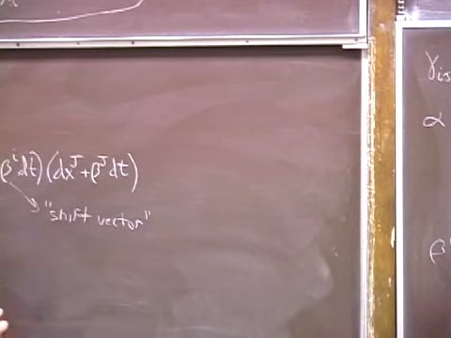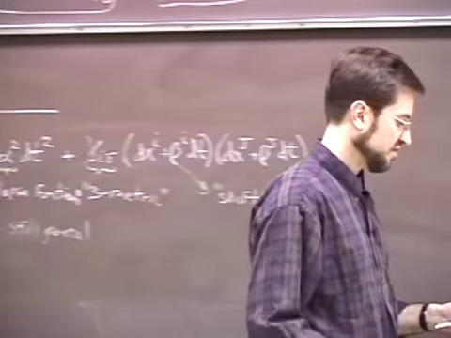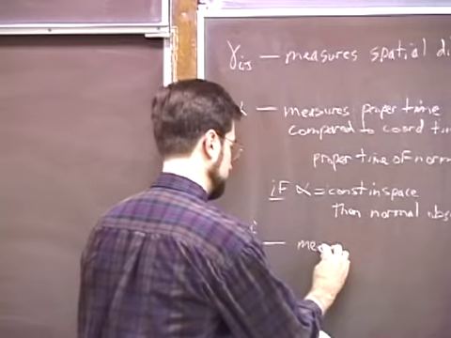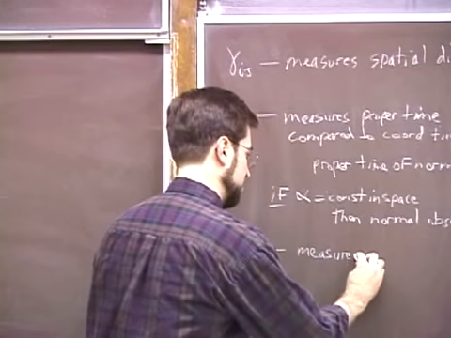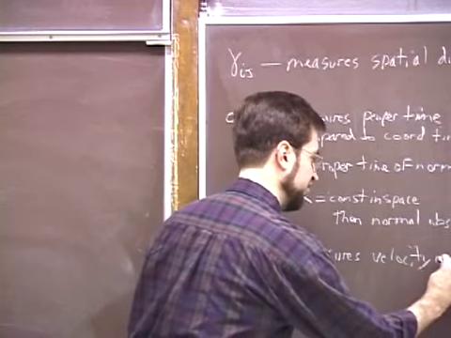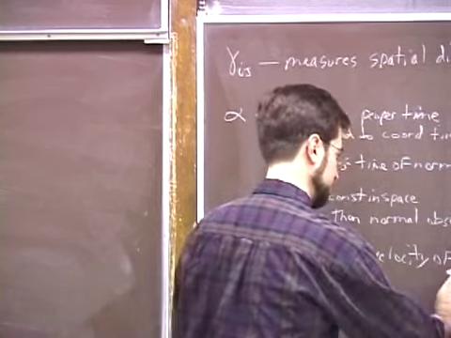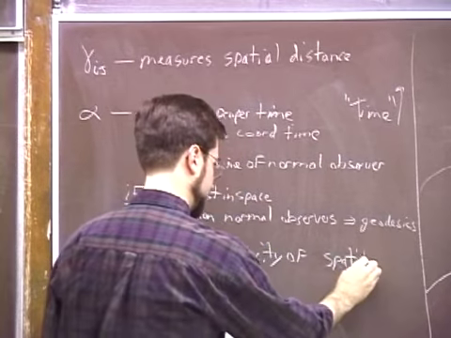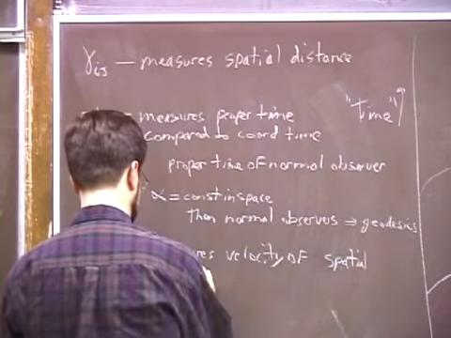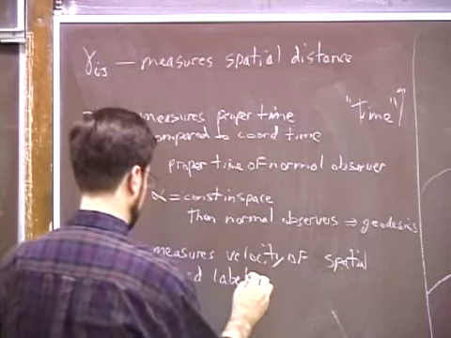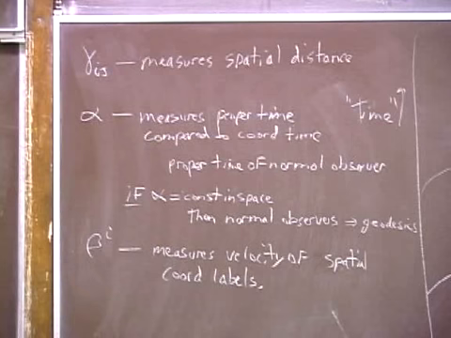So now, what's this shift vector? This is the last piece in here. The shift vector measures velocity of, this is going to sound funny, but let me explain what I mean. It measures the velocity of spatial coordinate labels.